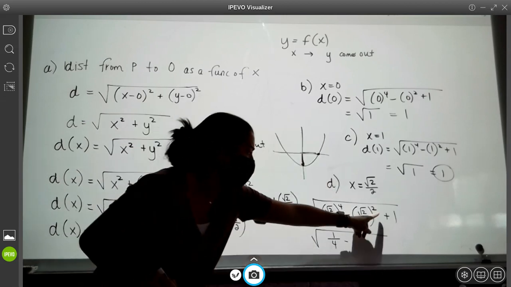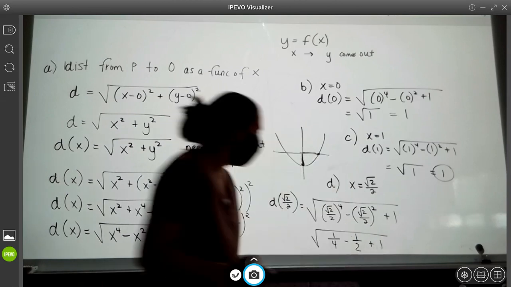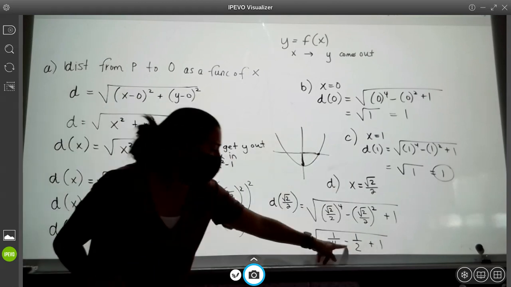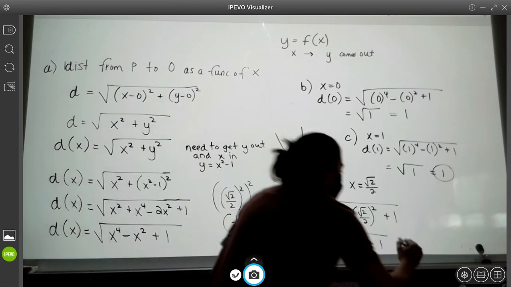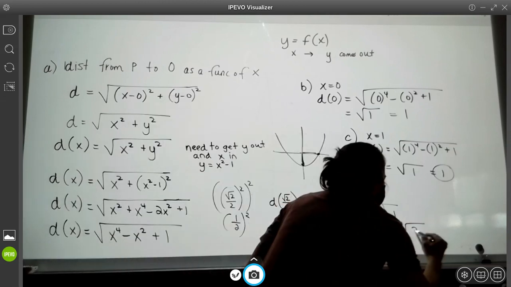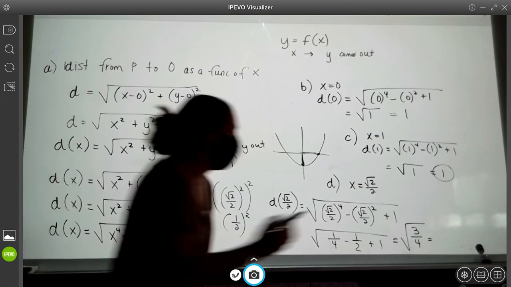All right, root 2 over 2 squared, that's going to be what? 2 over 4, that's 1/2, and then plus 1. 1/4 minus that is negative 1/4, plus 1 is 3/4. And then that becomes the square root of 3 over 2.